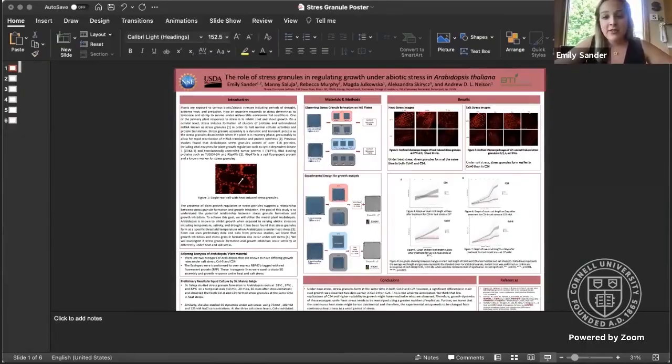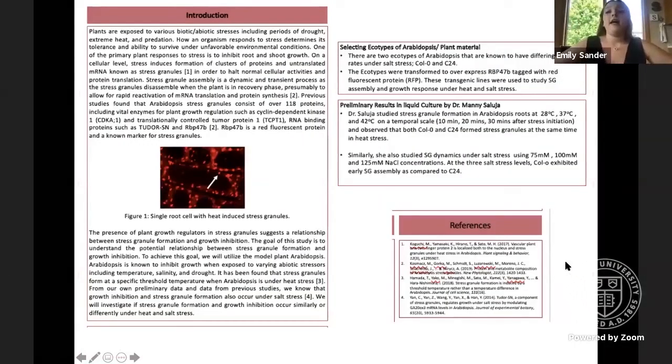We were looking at stress granule formation under heat and salt stress in Arabidopsis. Previously, we had discovered that the ecotype C24 had a differing growth rate under salt stress. So when we looked at these Arabidopsis, we chose 2 different ecotypes, Columbia and C24. These ecotypes were transformed to overexpress RBP47, which is a red fluorescent dye, and that is how we saw our stress granules. So as you can see right here, those little bright red dots are our stress granules.